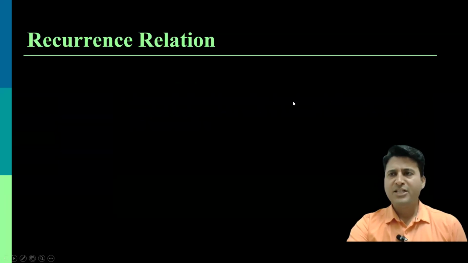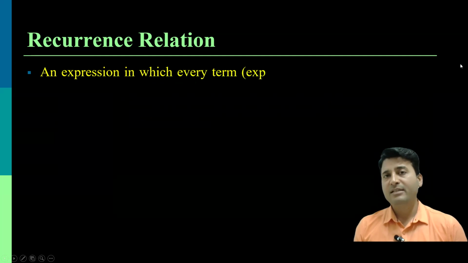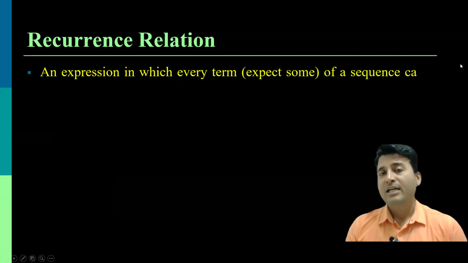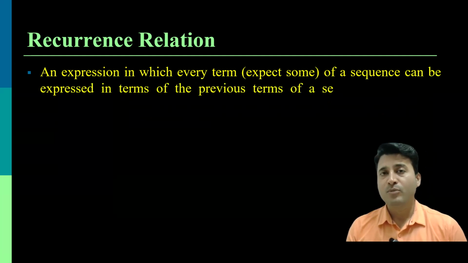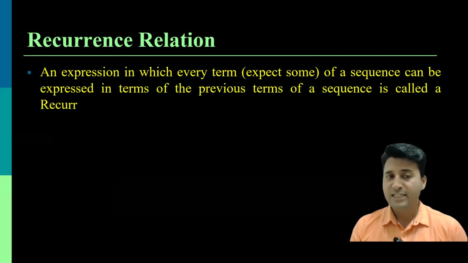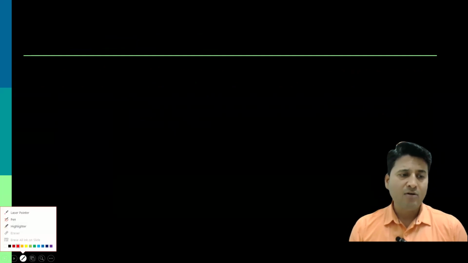So this is the definition that we did in the last session, that an expression in which every term of a sequence can be expressed in terms of one or more previous terms is called a recurrence relation. Okay, so now let us see what the standard form of a recurrence relation is and how one can find the solution of the recurrence relation.